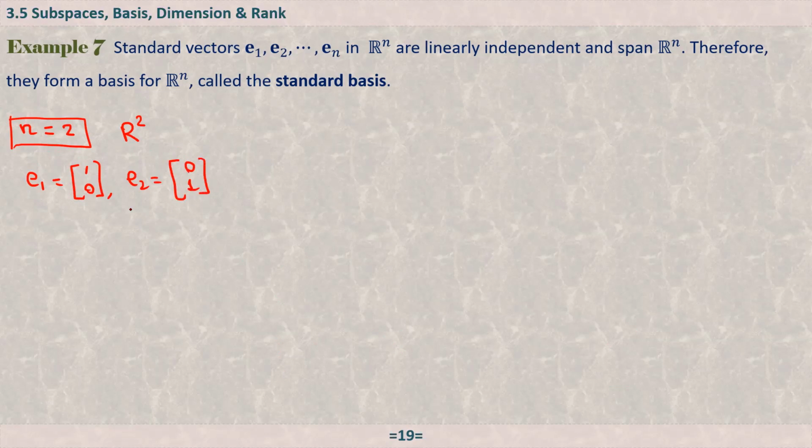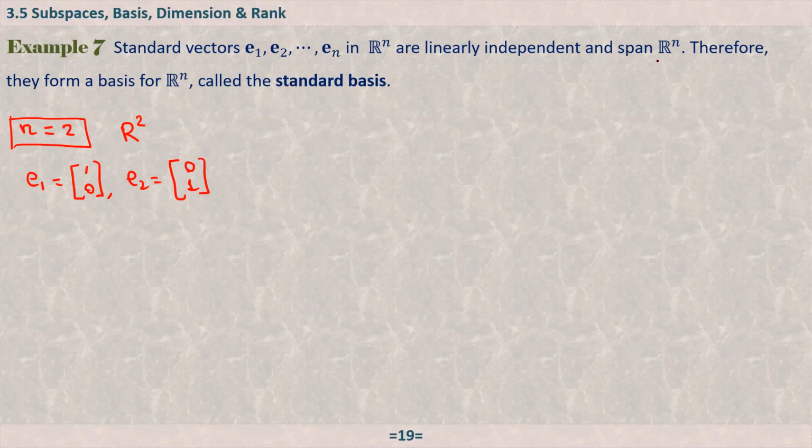Now I have to show that it satisfies those two properties. It says linearly independent. These two vectors are linearly independent because a scalar multiple of the first doesn't produce the second vector. If you multiply e1 by any constant, it will be (k, 0). It will never be equal to (0, 1). That means that these two vectors are linearly independent. That's the first property.